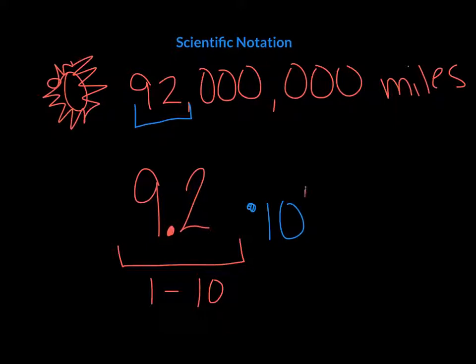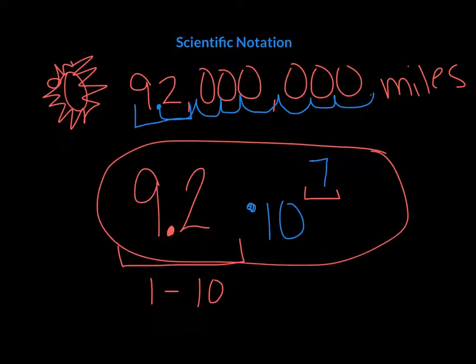And then we have a little power here that we have to fill out, and that power comes from how many places we move to get our decimal place where it's at. So right there's our decimal, and we count from here to here. 1, 2, 3, 4, 5, 6, 7. I moved 7 places to get that decimal place. So my answer is 9.2 times 10 to the 7th is how I write 92 million miles in scientific notation.